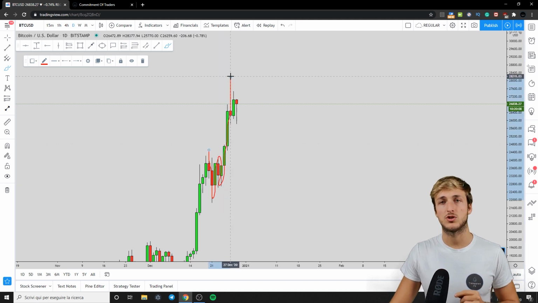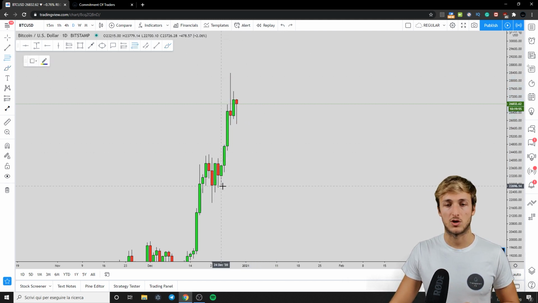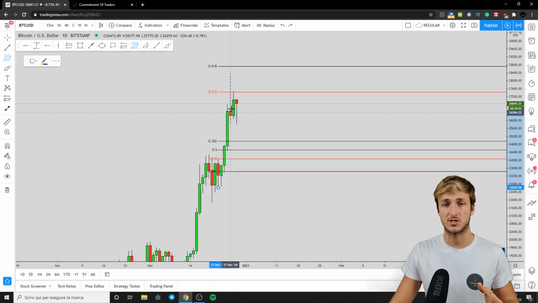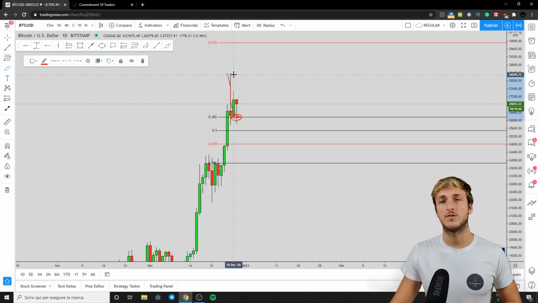Now, after the creation of this overextended W formation, I made a full breakdown of BTC USD explaining all the reasons for which we wanted to see the market create a retracement at least to the 0.32 of the Fibonacci taken on the daily impulse. So from this low to this high. And what we can see is that the market has retraced exactly to the 0.32 of the Fibonacci taken on the impulse as we wanted to see.